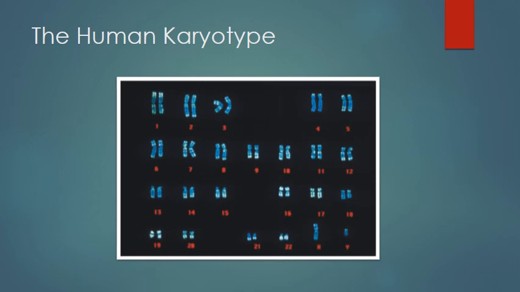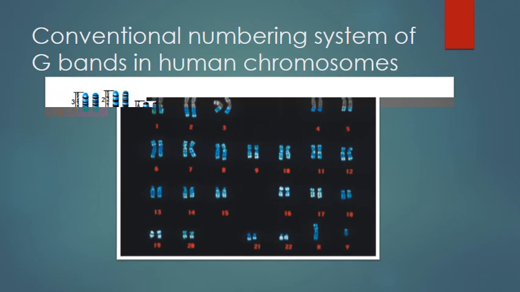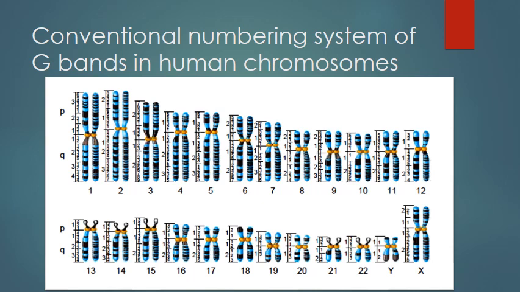Let's see the next picture. This is G banding in chromosomes. This picture shows the conventional numbering system that is used to designate G bands along a set of chromosomes. The left chromatid in each pair of sister chromatids shows the expected banding pattern during metaphase, and the right chromatid shows the banding pattern as it would appear during prometaphase.